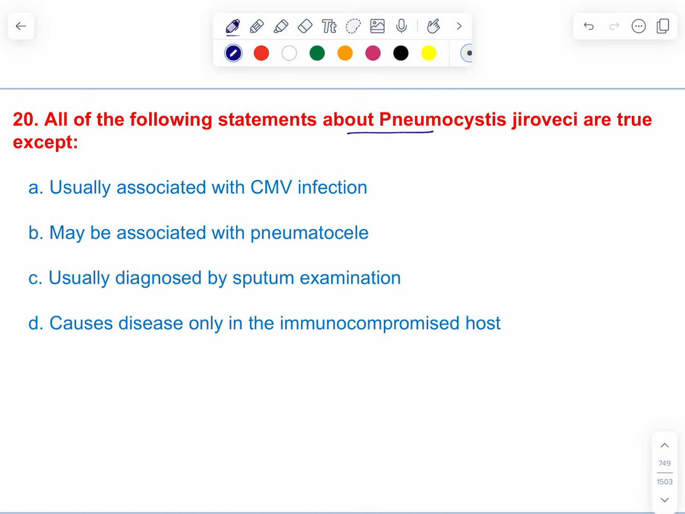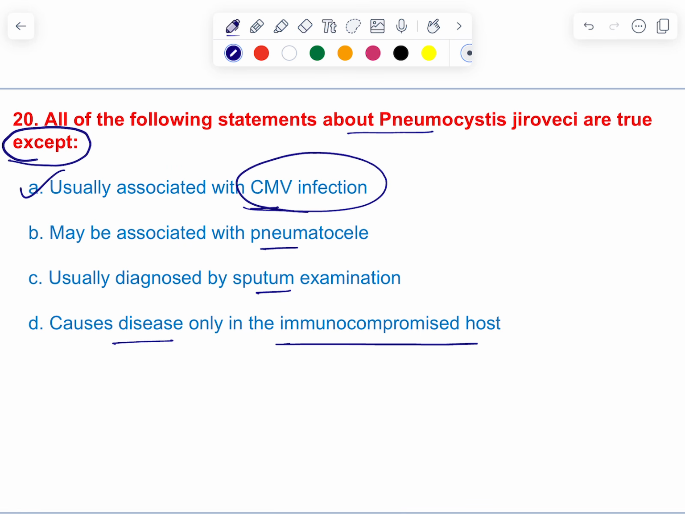All of the following statements about Pneumocystis jirovecii are true except: usually associated with CMV infection, may be associated with pneumatocele, usually diagnosed by sputum examination, causes disease only in the immunocompromised host. Which is the incorrect statement? The question asked is except. Please remember, Pneumocystis jirovecii is not associated with CMV infection. Usually associated with CMV infection is an incorrect statement. And in PCP pneumonia, do you have pneumatocele? Yes.